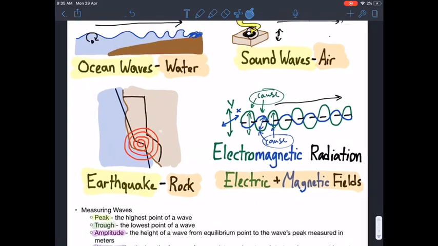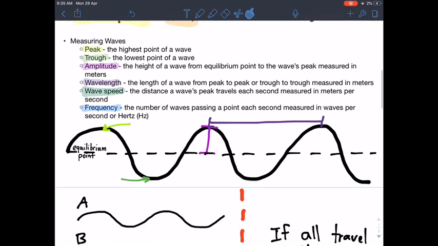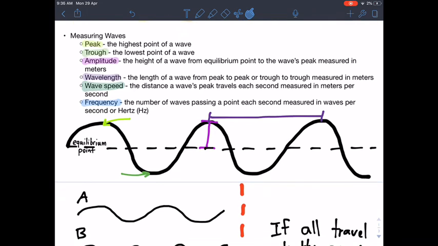So electromagnetic radiation is definitely special. All right. Now that we understand some types of waves, we understand what a wave is, and we understand its media, let's talk about how to measure a wave. And this is really all about vocabulary.